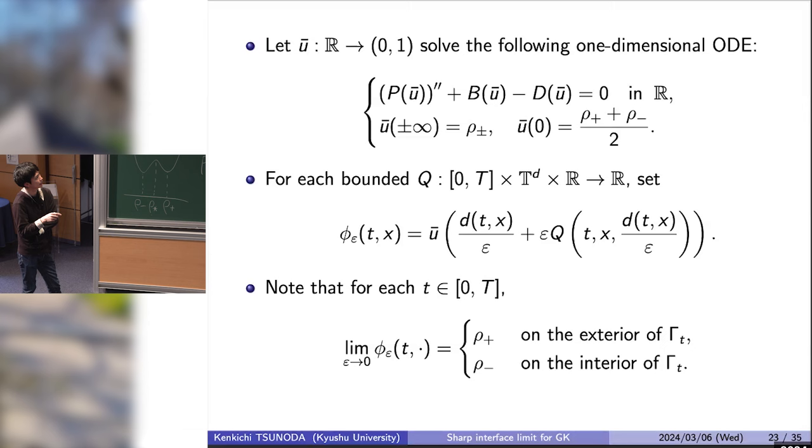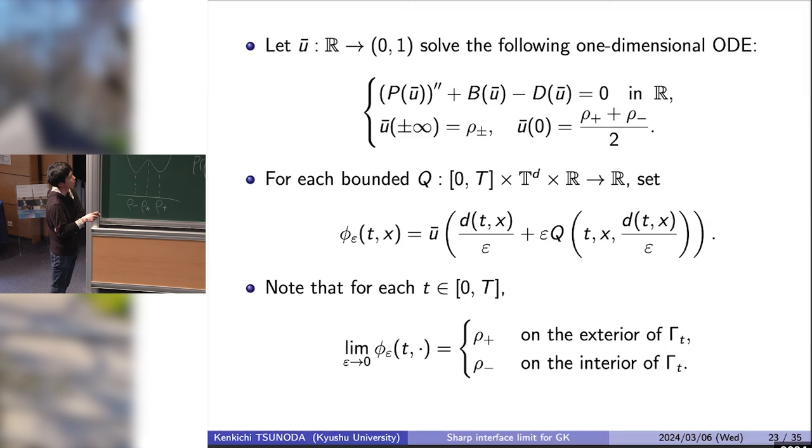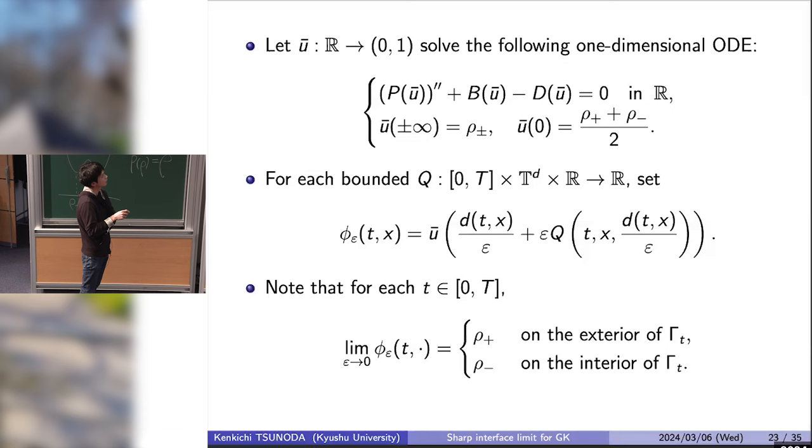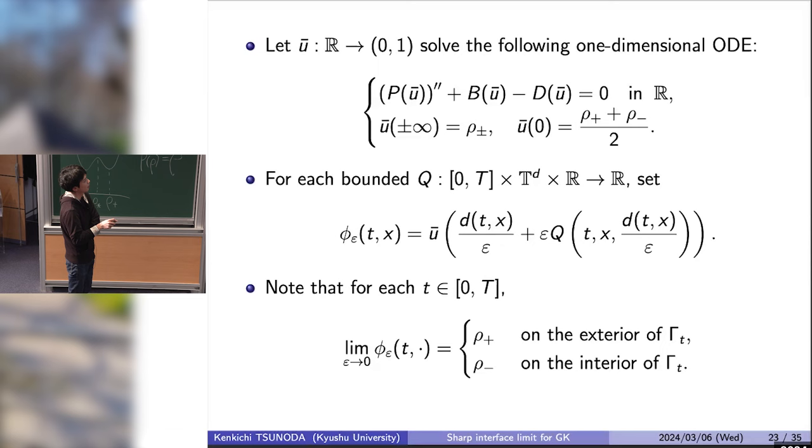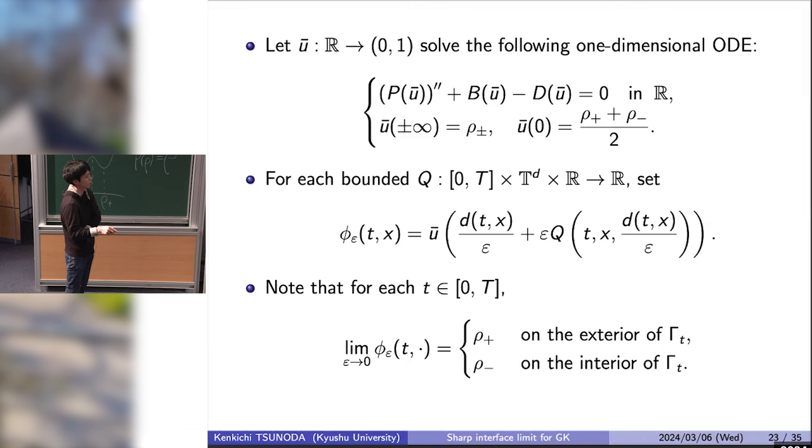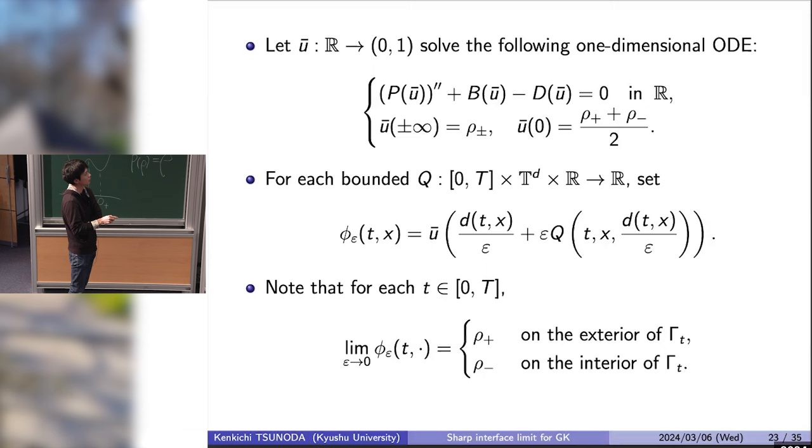And then we define this function, phi epsilon, for each bounded function, q. The meaning is the following. Let us forget about the second term involving q. Then, if we take epsilon to zero, if d is positive, in other words, if the point belongs to the outside of gamma t, then it becomes infinity, u bar becomes rho plus in the limit. And if not, it is given by rho minus. So phi epsilon converges to a step function determined by gamma t.